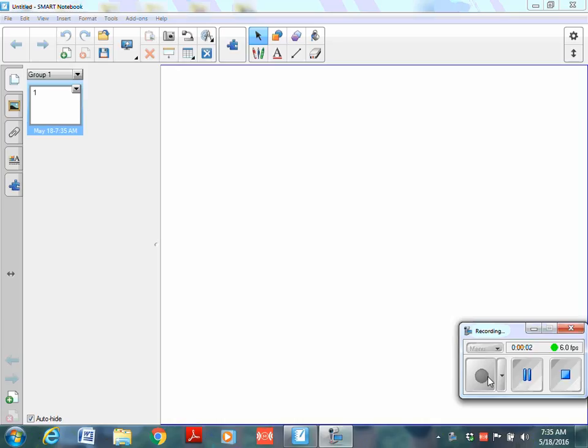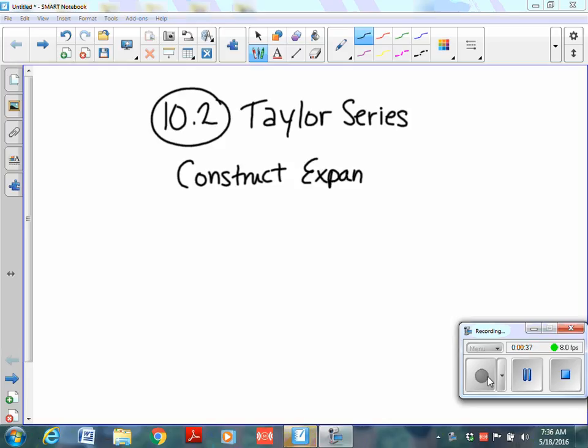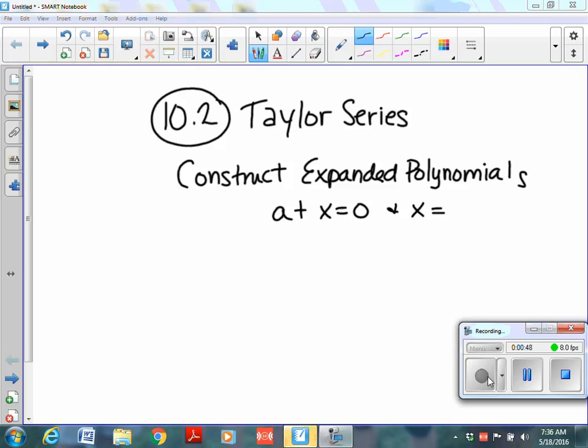Okay, 10.2, we're gonna go over Taylor series. Basically in 10.1, we learned a little bit about constructing it at x equals 0 and then x equals a. We kind of talked about it. Well, today we're going to learn how to construct these expanded polynomials at x equals 0 and x equals a. Remember me talking about the formula for x equals 0 and x equals a.